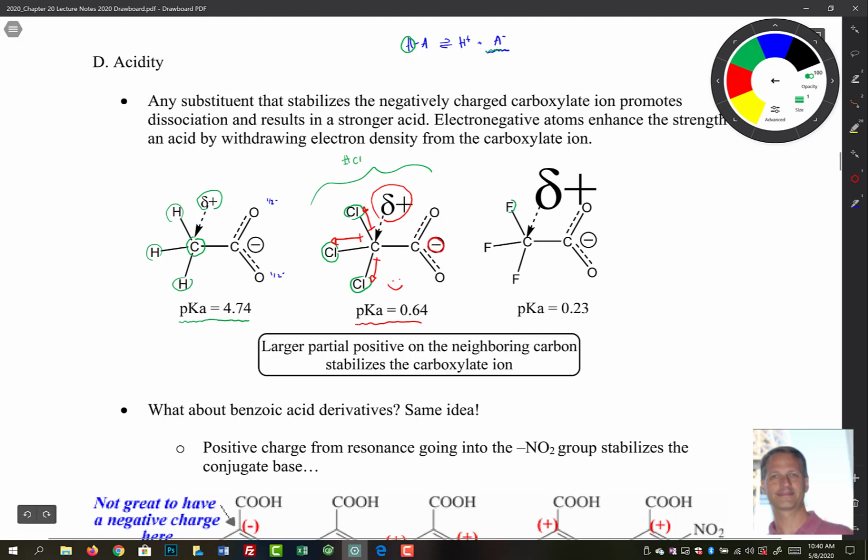And then at the other end here, we could put fluoro groups on there. Fluoros are going to be the most electronegative. That's going to give us a really big delta plus. That's what I'm trying to indicate there. Get really large dipoles, so draw larger lines there. And then your pKa goes down from 0.64 to 0.23. So remember this is an important thing. A larger partial positive on that neighboring carbon, right, that's adjacent to our carboxylic acid functional group, or the carboxylate, stabilizes that ion and makes it more acidic.